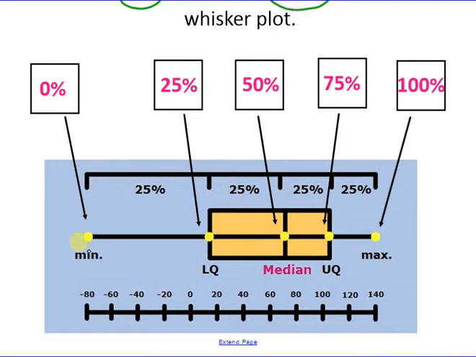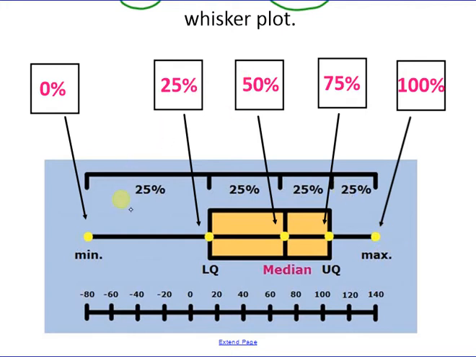So first look at this picture. So here's your number line. Okay, here's your box and whisker plot. Here's your lower extreme, here's your lower quartile, here's your median, here's your upper quartile, here's your upper extreme. Okay, these are all things that you're already familiar with. Now, let's add in some percentages. And don't get freaked out because they're actually very, very easy.